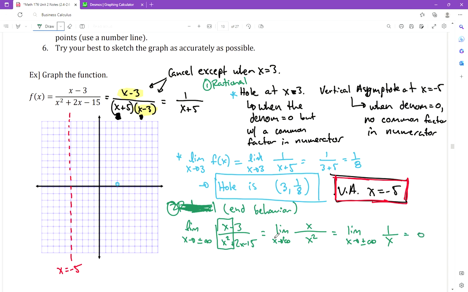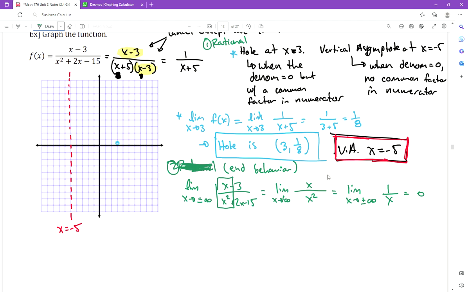Okay, so that means our end behavior is based on this limit, which gives us the horizontal asymptote, y equals 0. So remember, limits are giving you something that is like a y value. On this problem, it's a y equals 0 line, the horizontal asymptote. So that's what we'll put in dashed green right here.